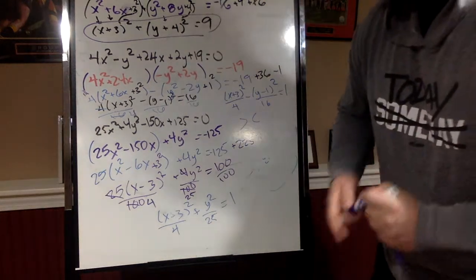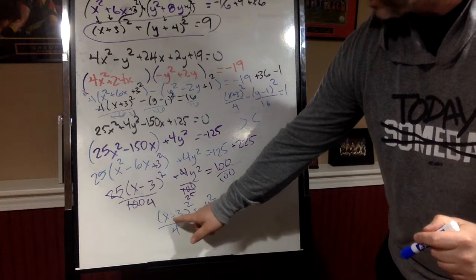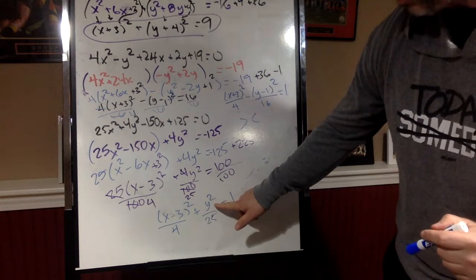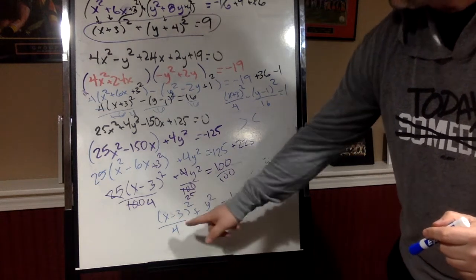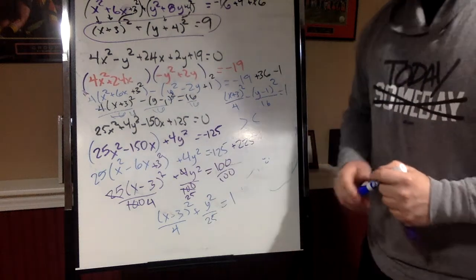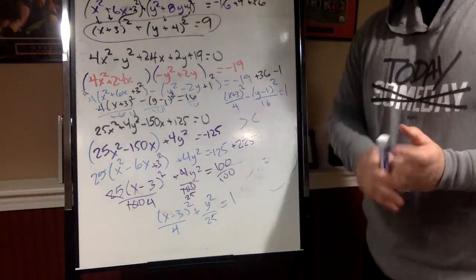Now I could graph this. My center is at 3, 0. Up and down 2. Right and left 5. Bam. So that's each type.